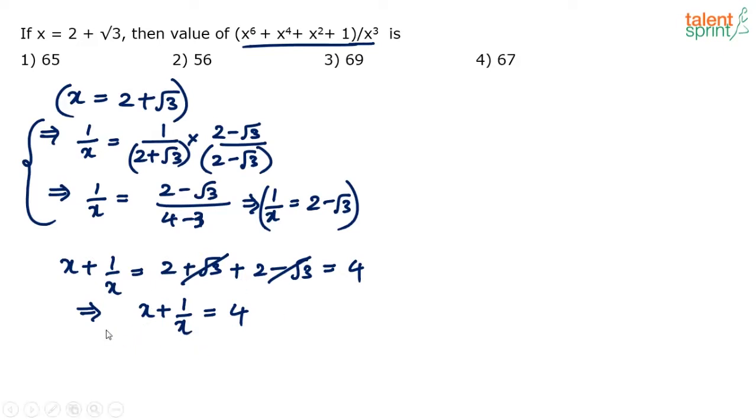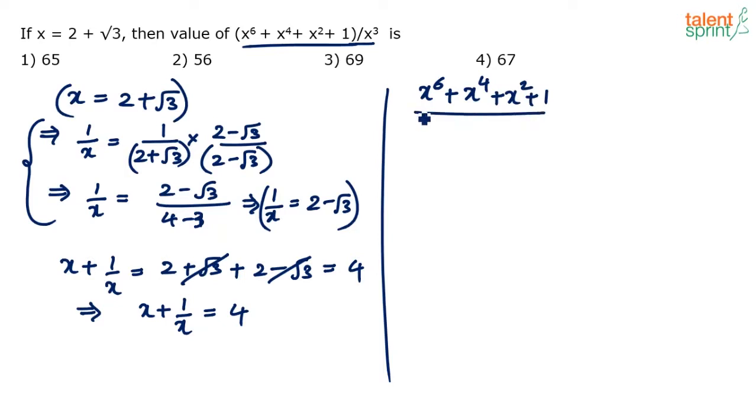Now let's play with this expression given to us: x power 6 plus x power 4 plus x squared plus 1, divided by x cube. So now we'll have to simplify that expression in a way that you can use x plus 1 by x in multiple places, and it comes in some simplified form. Okay, so let's see what can be done.